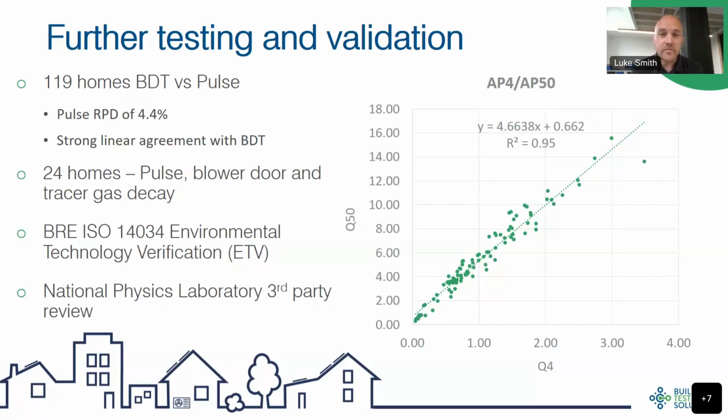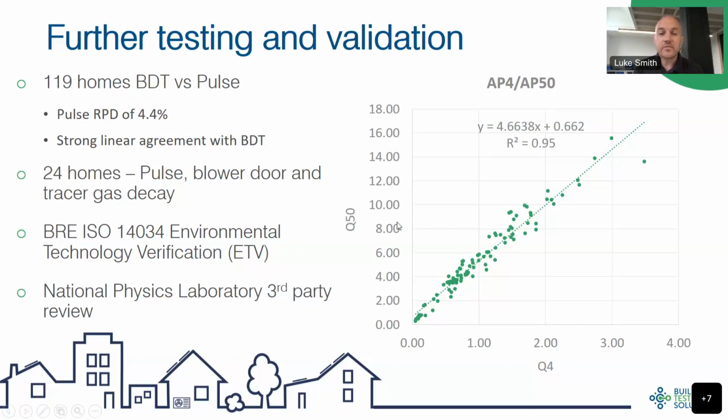So in partnership with the University of Nottingham, we went away and did some further field trial work, as well as bringing in some other third-party professionals to review the method and the data. This is just a snapshot, but back in 2018, we did quite a large field trial of 119 homes with blower door pressure and depressure versus pulse testing. In all of those 119, we did 3 repeat pulse tests. So across that whole data set, we saw very strong repeatability of pulse.